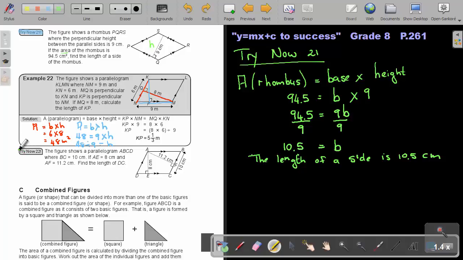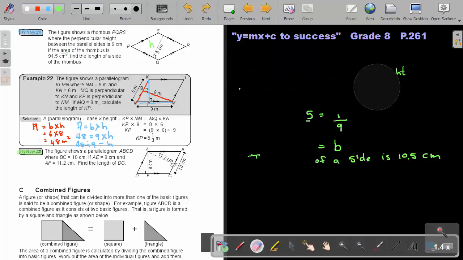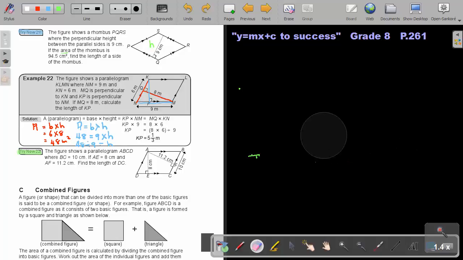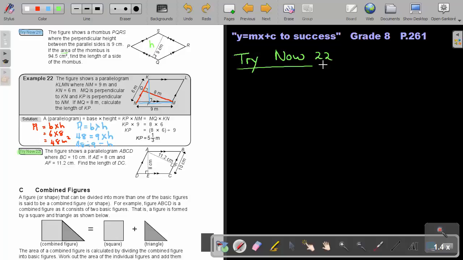I want you to try now 22. So stop the video, and as soon as you are finished, you can continue with the video. Okay, let's start. Try now 22. A figure shows a parallelogram ABCD where BC is 10.